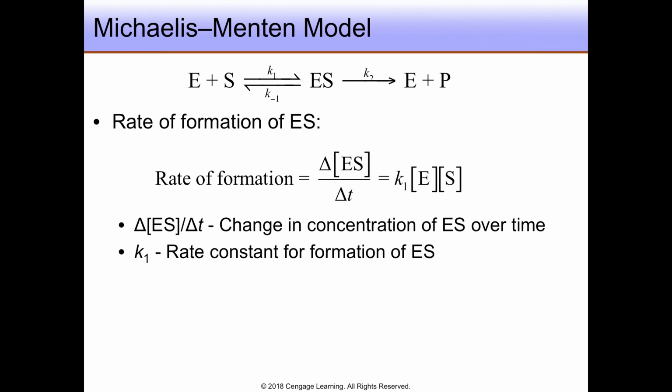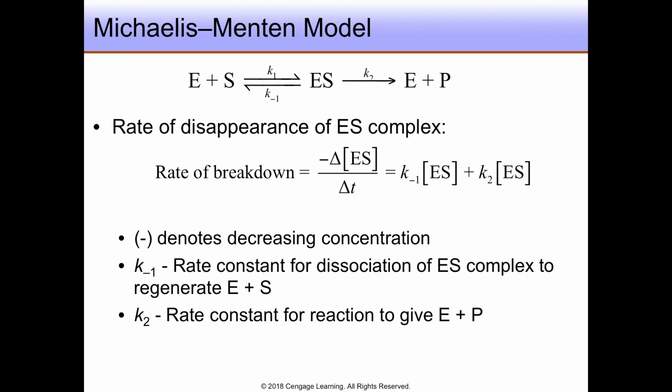Now let's use our knowledge of reaction rates to derive an expression for the rate of ES formation. Looking at our reaction scheme, we can see that the rate is equal to the rate constant K1 times the concentration of enzyme, or E, times the concentration of substrate, or S. This expression will represent the change in the concentration of ES over time. Next, we want to derive an expression for the rate of the disappearance of the ES complex. This will be equal to the decrease in ES concentration over time.